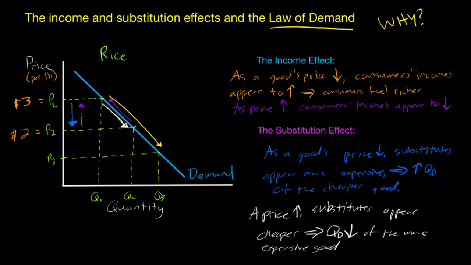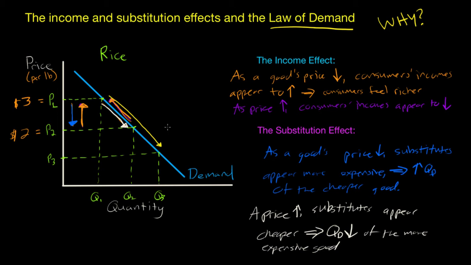So if rice prices go up, why does the quantity demanded for rice go down? It's not because pasta got cheaper. In fact, the price of pasta may not have changed at all. Rather, pasta now appears cheaper, and consumers who might have bought rice are going to instead buy the relatively cheaper substitute. The concepts we've discussed in this video are not the determinants of demand.